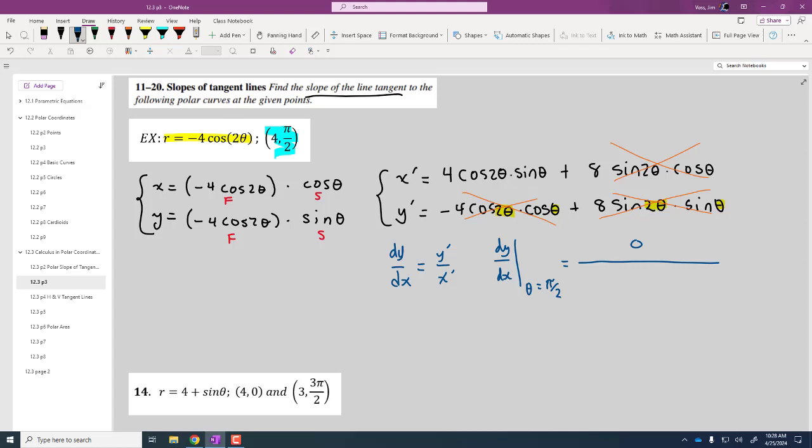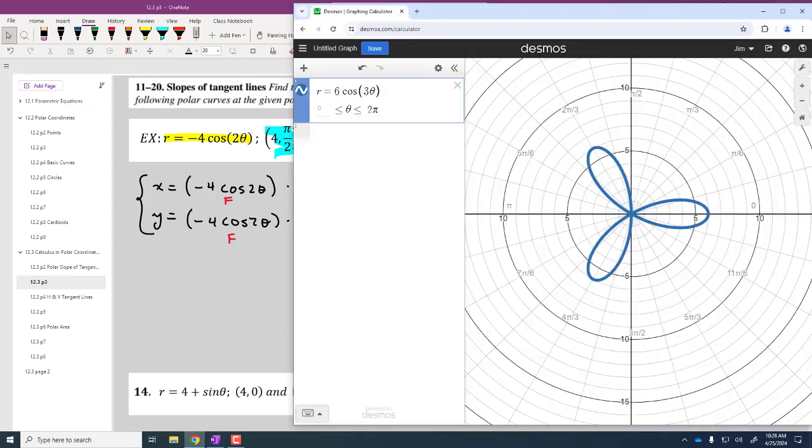So plug in pi over 2 here. Sine of pi over 2 is 1, so that we can kind of ignore. And this becomes cosine of pi. Negative 1 multiplied by 4, so we get negative 4. So we get 0 over negative 4. So what does that tell us about the graph of this function at that point? Horizontal tangent line, right?